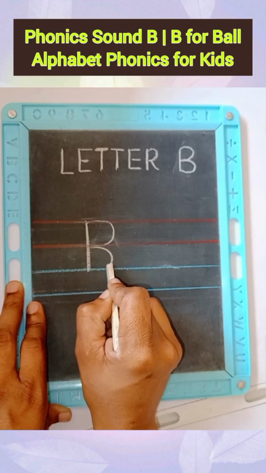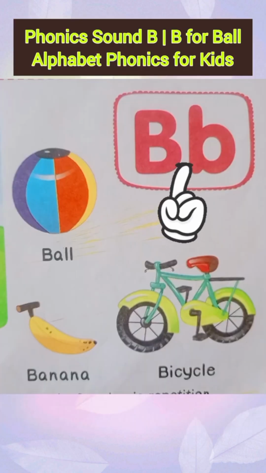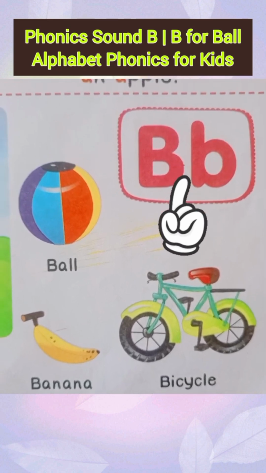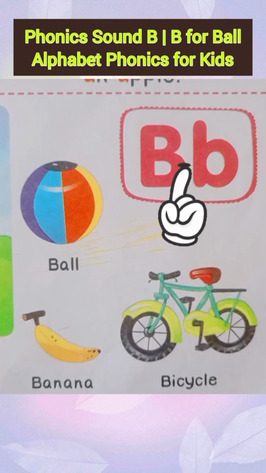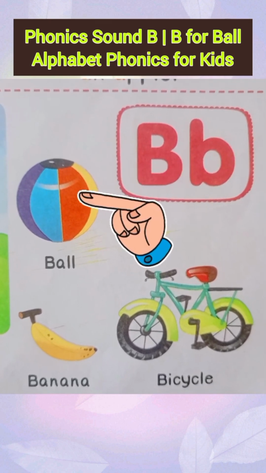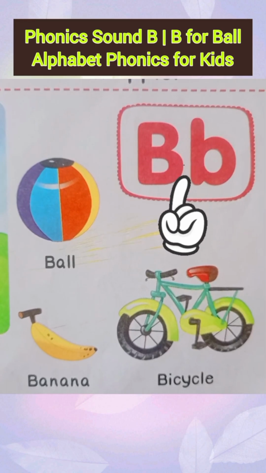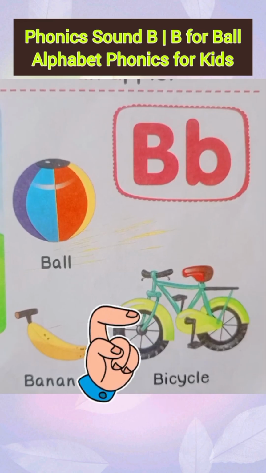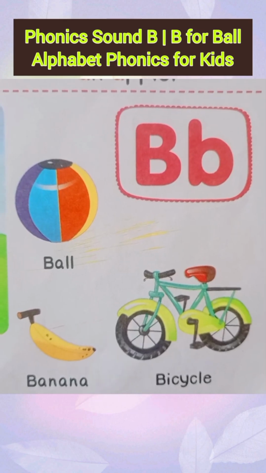The phonic sound of letter B. Letter B says B. The sound of B is B. Letter B says B ball. Letter B says B banana. Letter B says B bicycle. The sound of B is B.